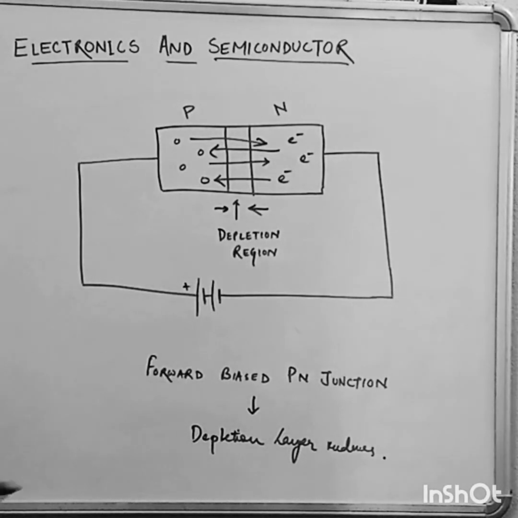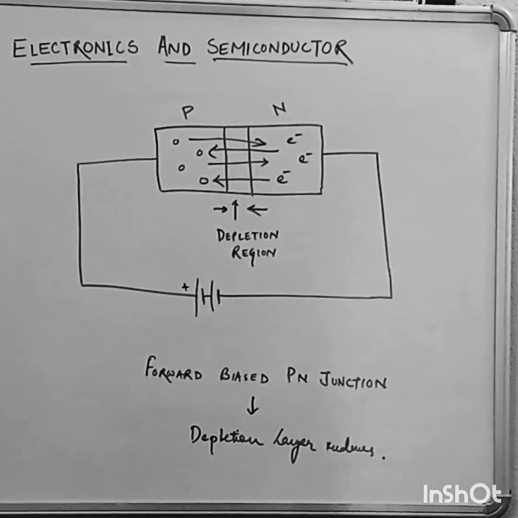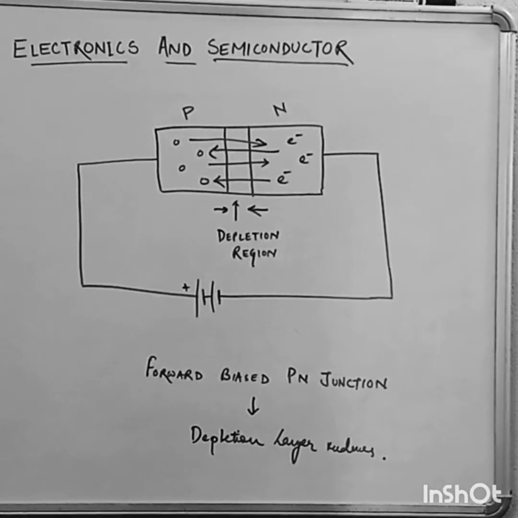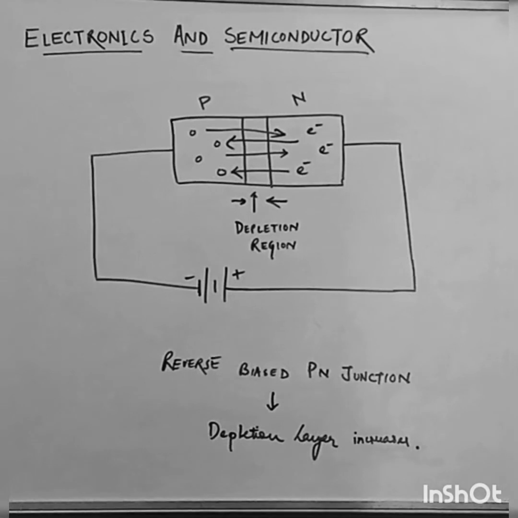Become narrower, the depletion region will reduce. So in case of forward biased PN junction, the depletion region is always decreased. Remember this, in case of forward biased PN junction, the depletion layer reduces. So the next is a reverse biased PN junction diode.